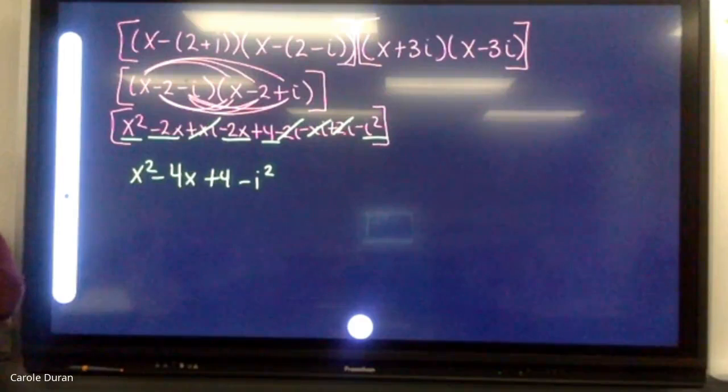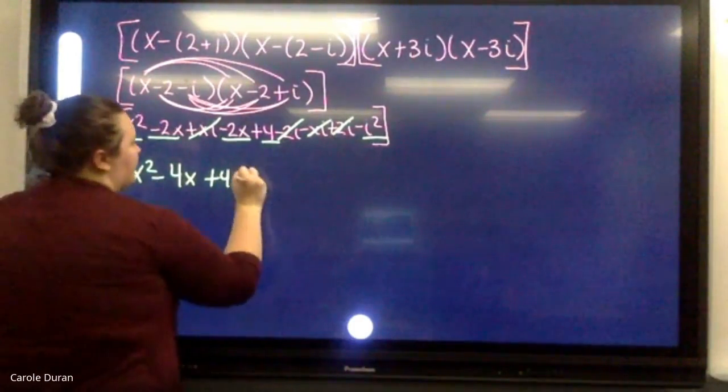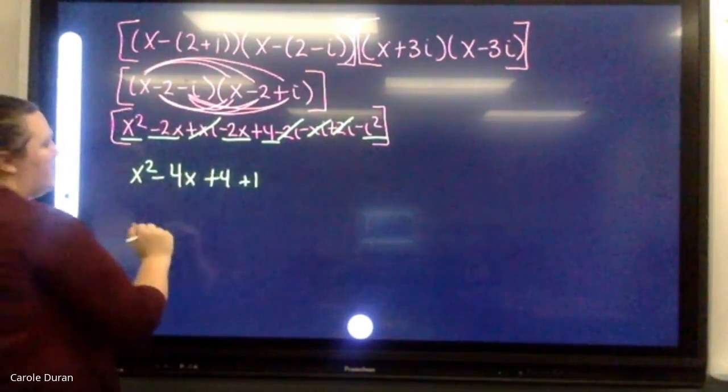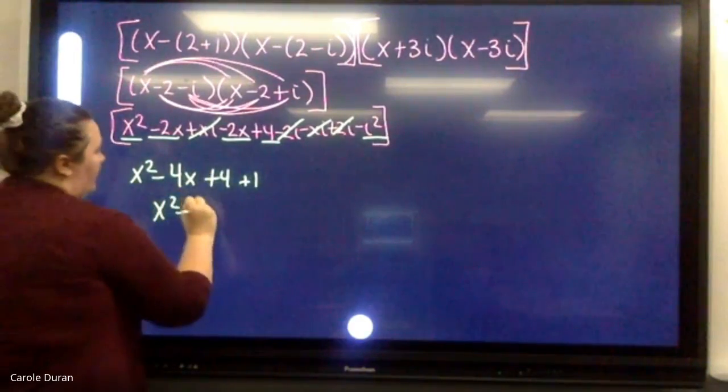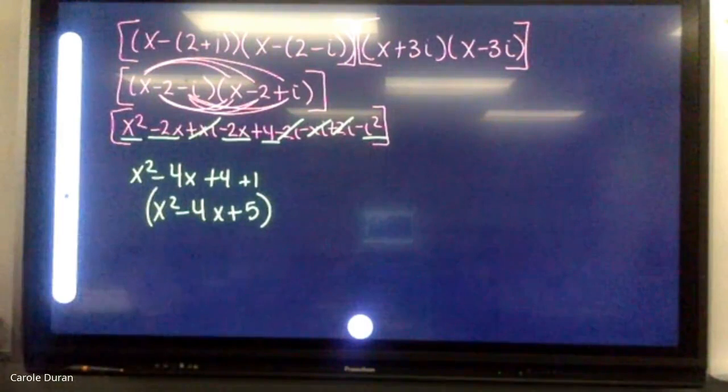How can I simplify the i squared, Becca? Negative 1. i squared is equal to negative 1. So then that negative turns into a positive, and this is the same as plus 1, which I will then combine with the plus 4. And those 2 imaginary numbers created the quadratic x squared minus 4x plus 5.